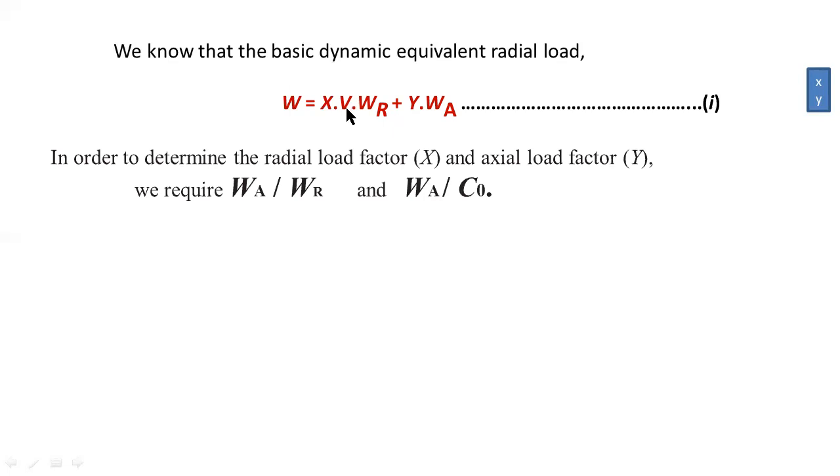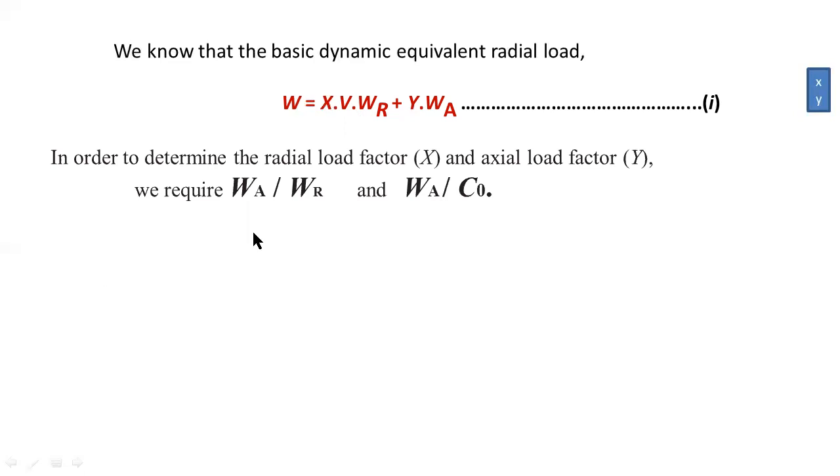The value of V is equal to 1 for outer race stationary bearings. And by using the data handbook we have to find the values of X and Y. Here X is the radial load factor, Y is the axial load factor. These X and Y values are coming from data handbook values.